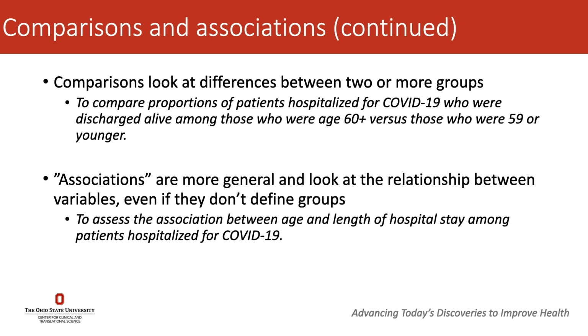Associations are more general and look at the relationship between variables, even if they don't define groups. An example would be to assess the association between age and length of hospital stay among patients hospitalized for COVID-19. There are two variables, age and length of stay, but they don't necessarily define groups.